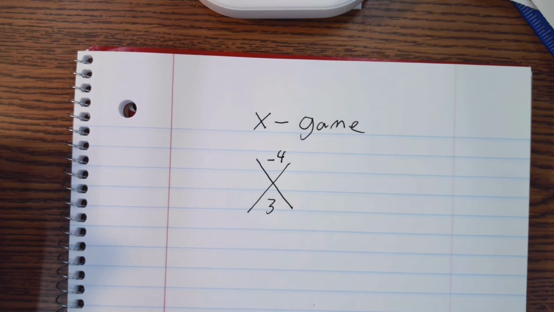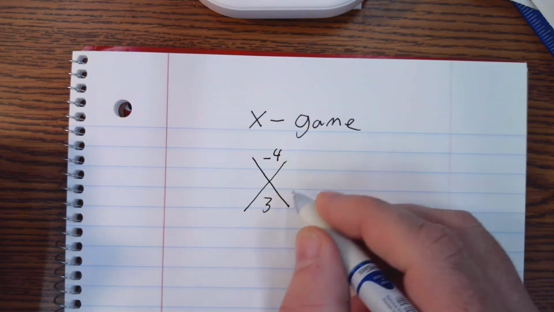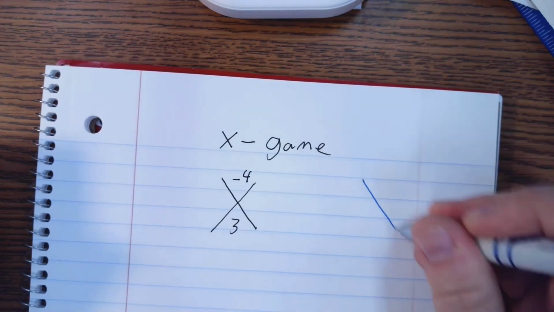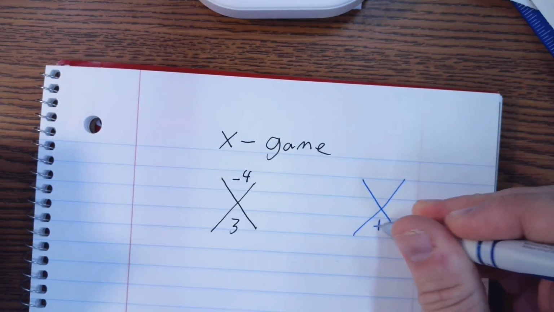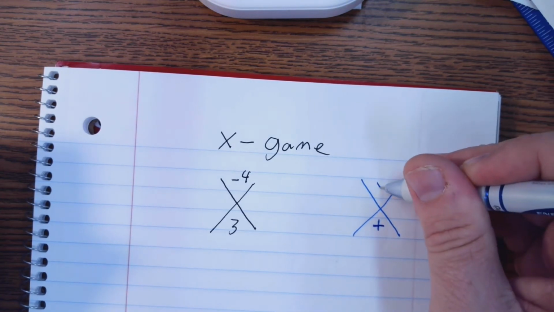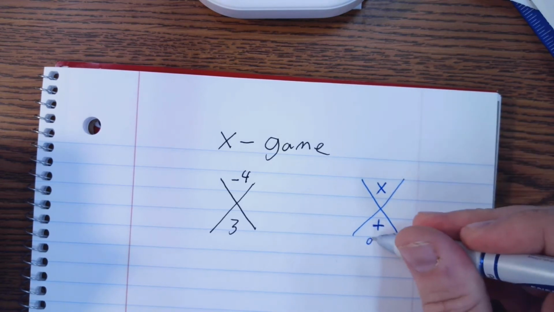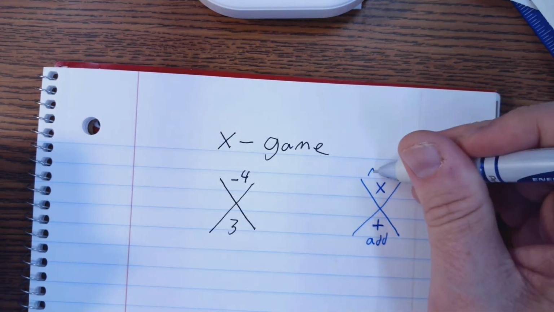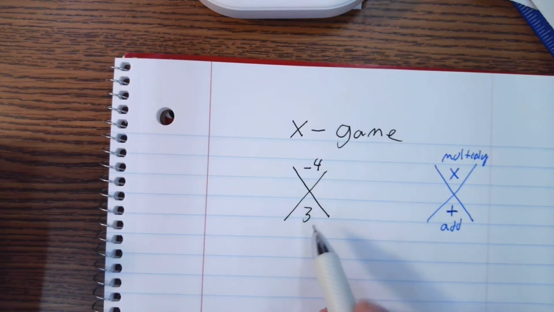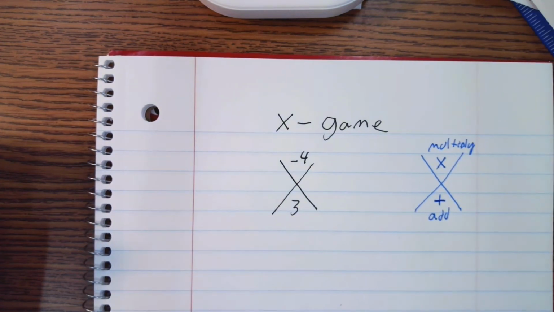Okay. So what you need to know to understand how to do this X game is that this is going to be addition, and this up top is going to be multiplication. So this is add, this is multiply. So basically, I need two numbers that add up to 3 that are going to multiply to be a -4. Okay? Let's start with the -4.